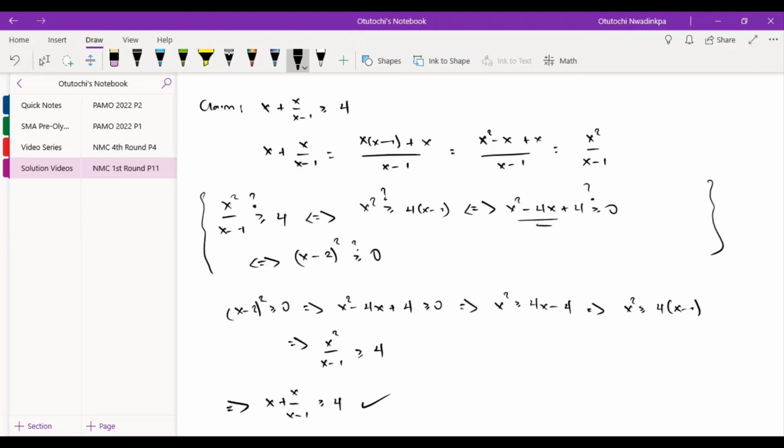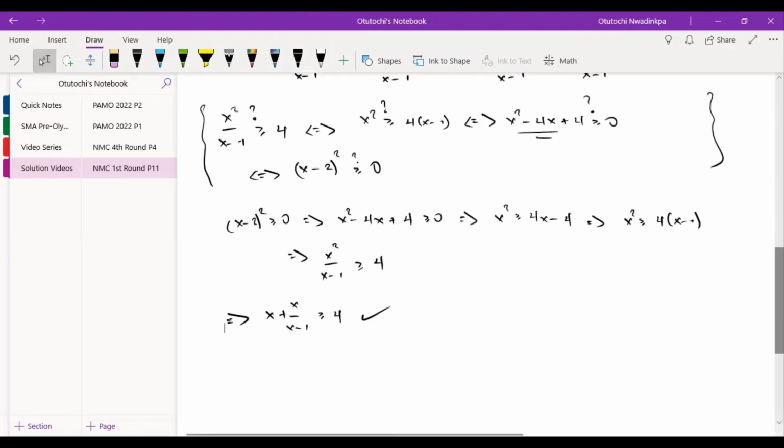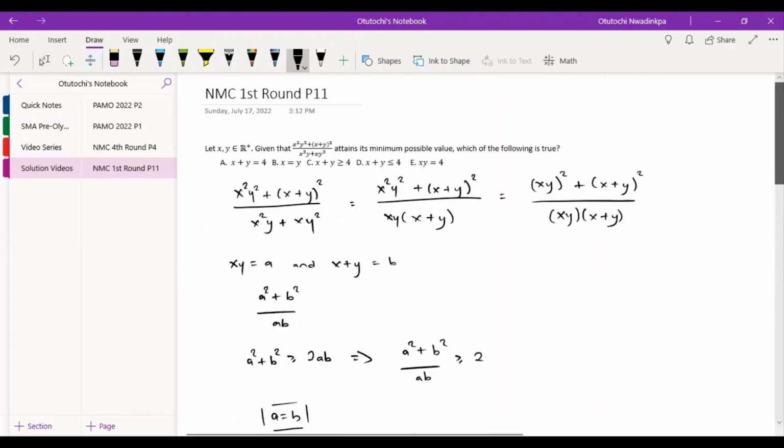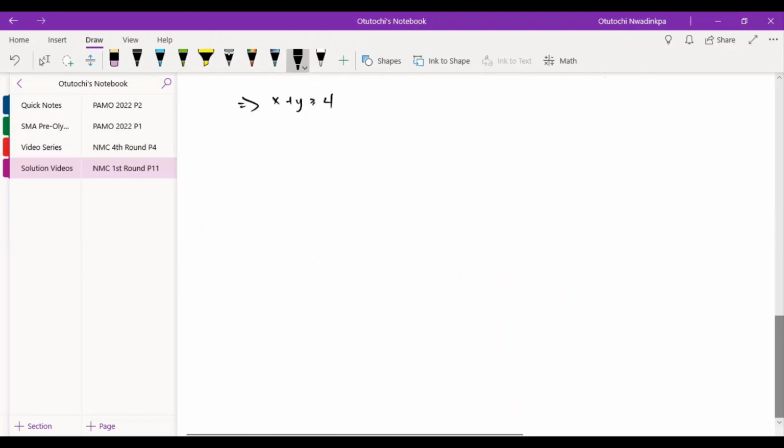So now by our claim, remember that y is equal to x over x minus 1. So this implies that x plus y is greater than or equal to 4. So from our claim, option C is the correct answer. And then we are done with this problem.